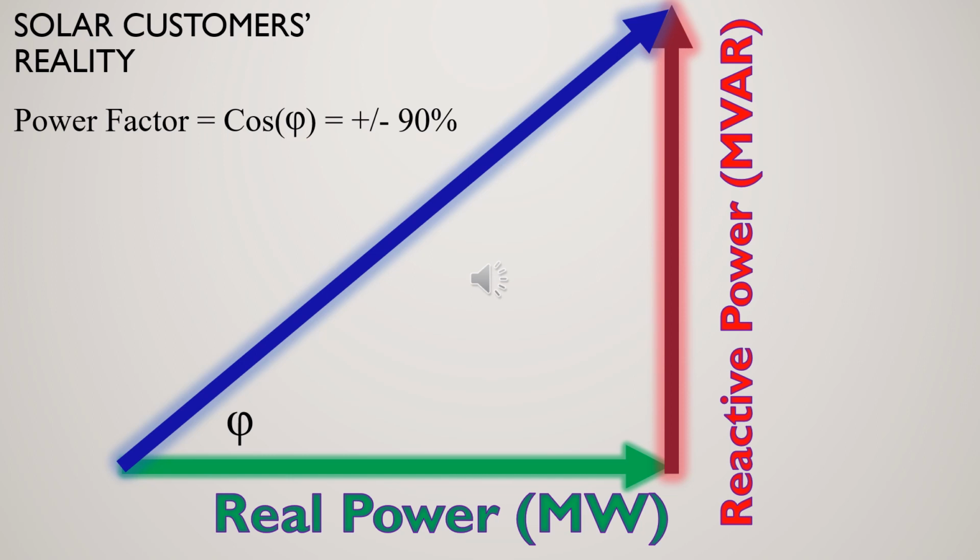Some utilities that suffer from high voltage would require the solar developers to be at a negative power factor to absorb reactive power. But the point here is that the power triangle plays a big role whether you are talking about renewables, as in the case here, or just in general.